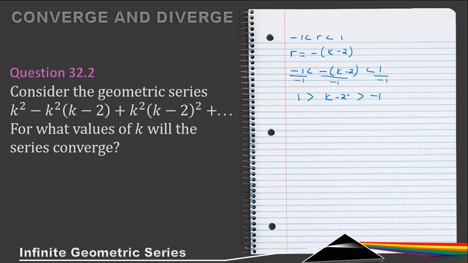All right, and then we just need to get rid of this -2, so I take it over to this side, it becomes plus. Then it's 1 plus 2 is 3, is greater than k, is greater than, and if I take it over to this side, it's -1 plus 2, which is just 1. Now I could leave my answer like this, but to be 100% correct, we rather write it as 1 is less than k is less than 3.